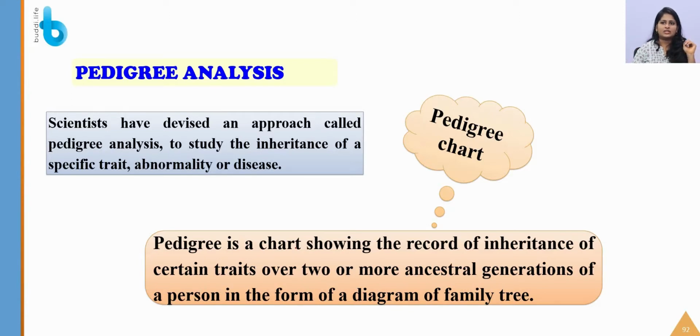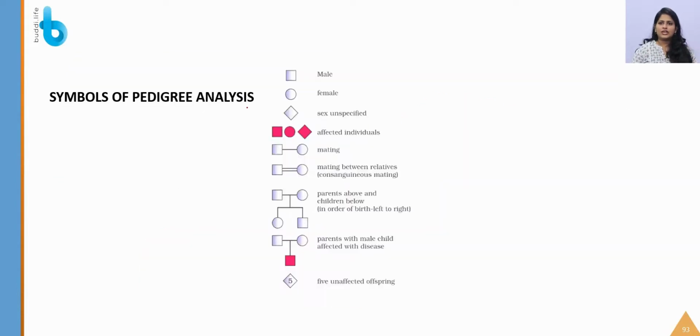It can be studied using a chart called pedigree analysis. It shows the record of inheritance of certain traits over 2 or more ancestral generations in the form of a family tree diagram. These are some symbols used in a pedigree chart. The square is for male, the round is for female, and a diamond shape is sex unspecified. If shaded, they are affected individuals, and a single line in between represents mating. Two lines in between represent mating between relatives itself.